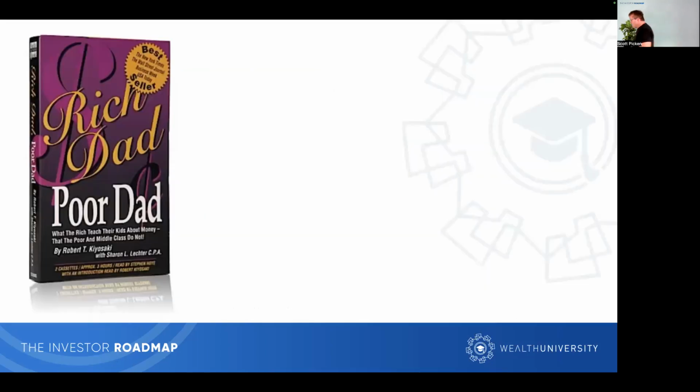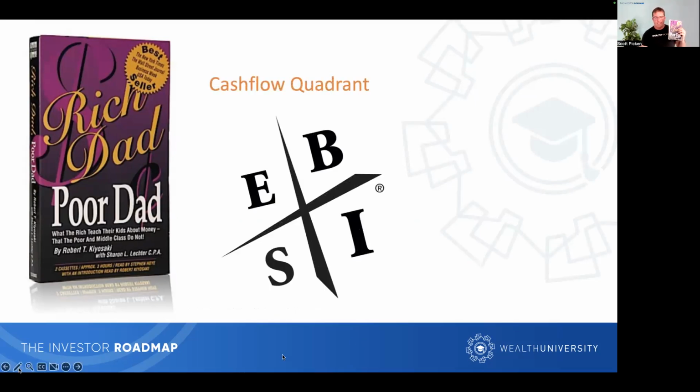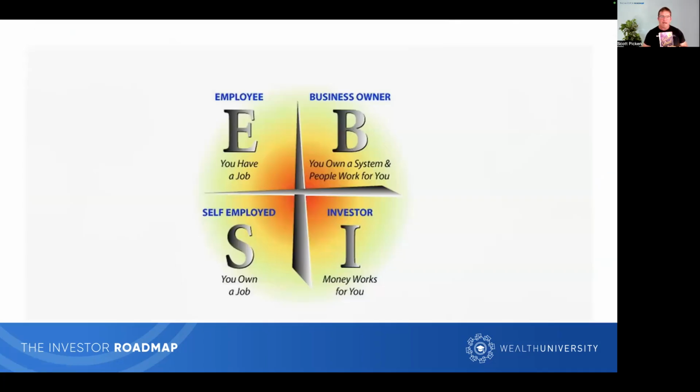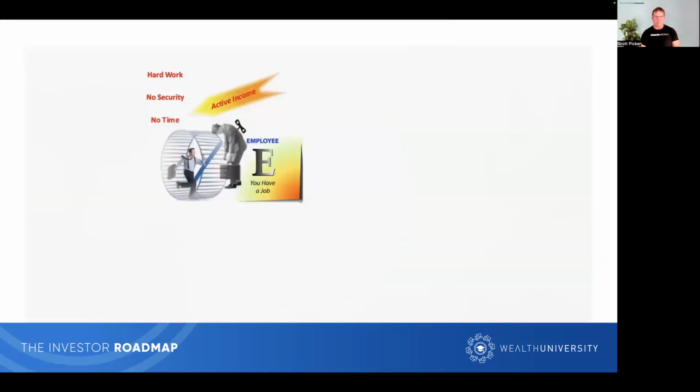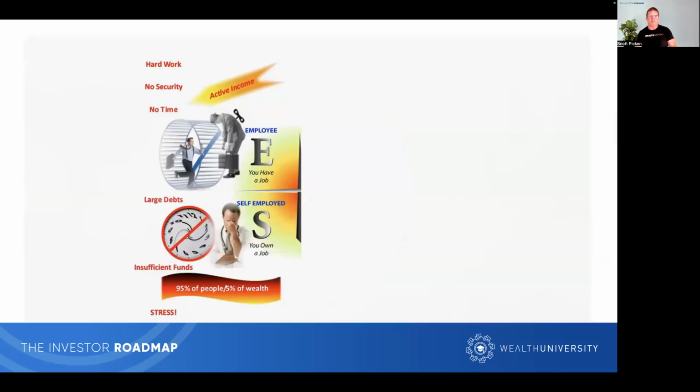Okay, so I'm sure many of you started by reading this book, Rich Dad Poor Dad. Here it is. And Robert Kiyosaki talks about the E, the S, the B, and the I quadrant. Now, if you haven't read it, I highly recommend going and reading it. And he talks all about the employee, the self-employed, the business owner, and the investor. And in simple terms, the employee, you're sitting on the hamster wheel. It's about active income. It's hard work, no security, and no time.